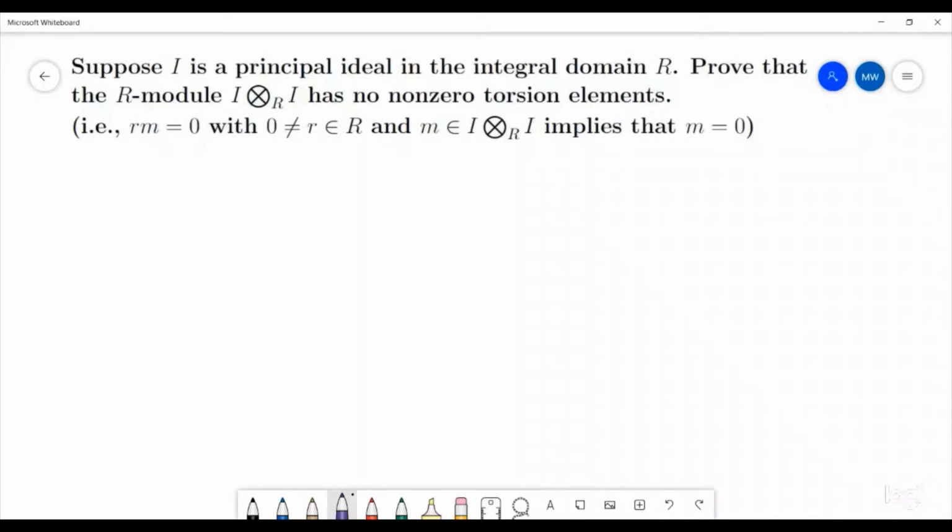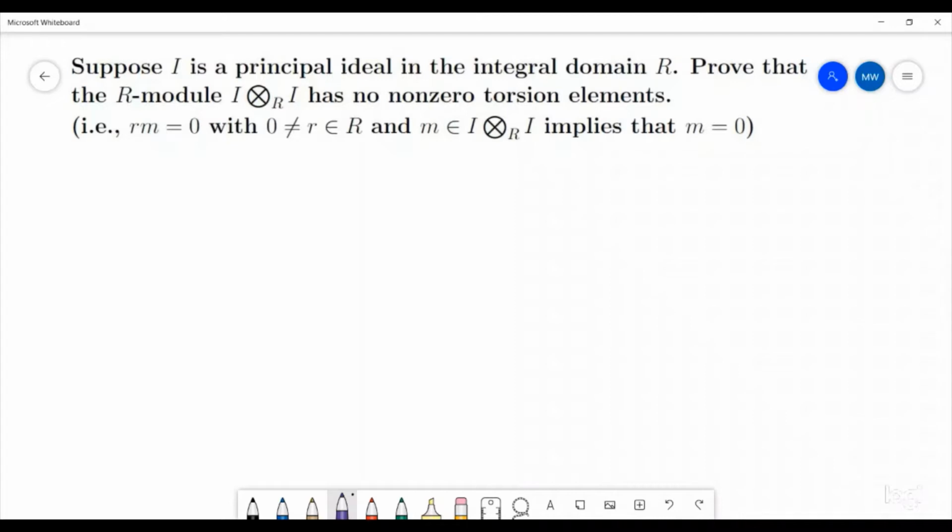Today I'm going to go through this problem from Abstract Algebra that has to do with R modules. Suppose that I is a principal ideal in the integral domain R. We are asked to prove that the R module I tensored with I over R has no non-zero torsion elements. Okay, so how are we supposed to go about doing this?